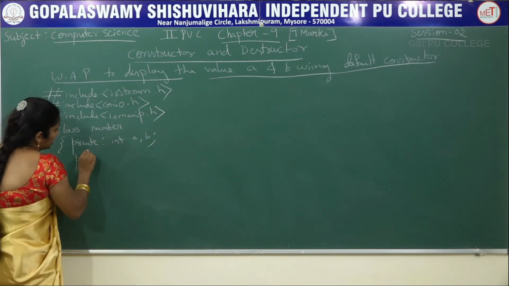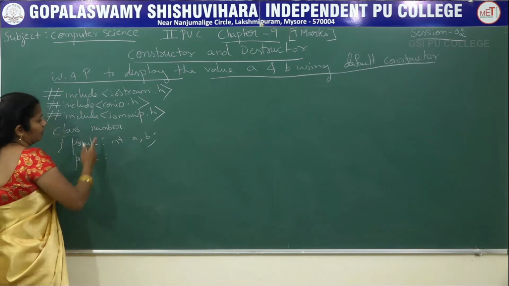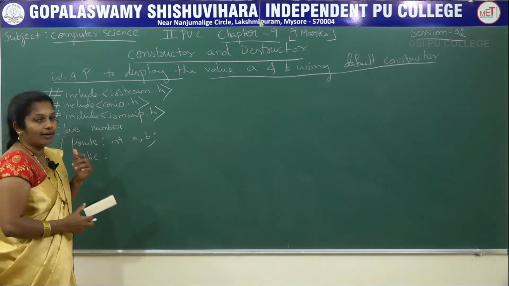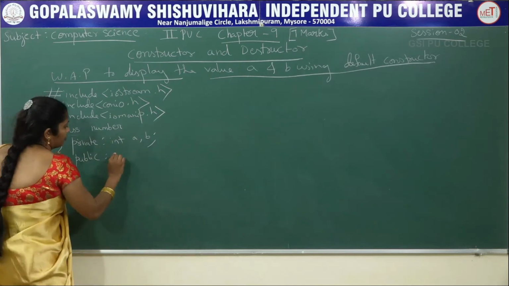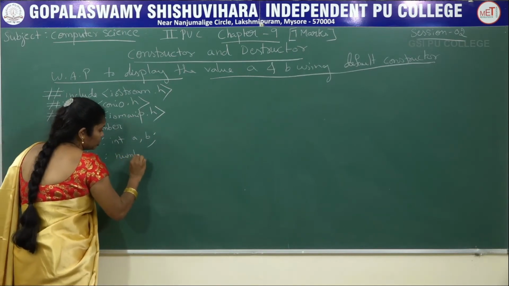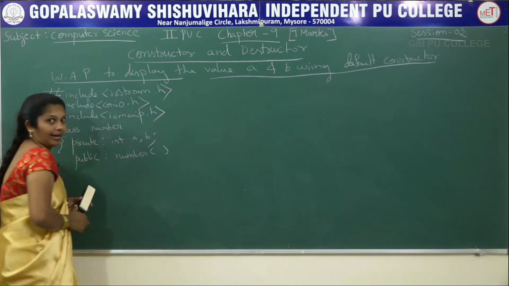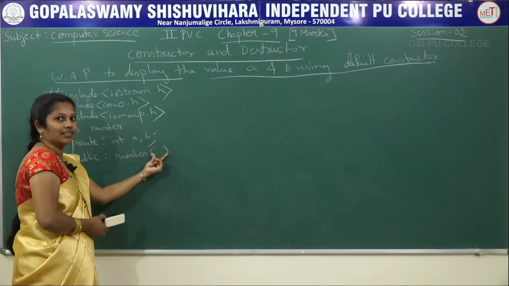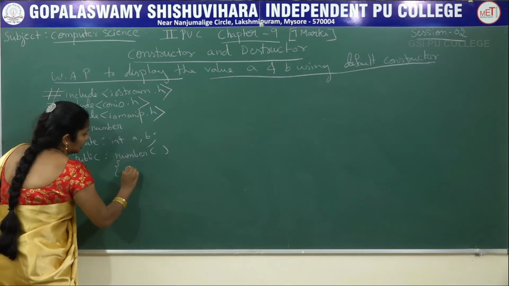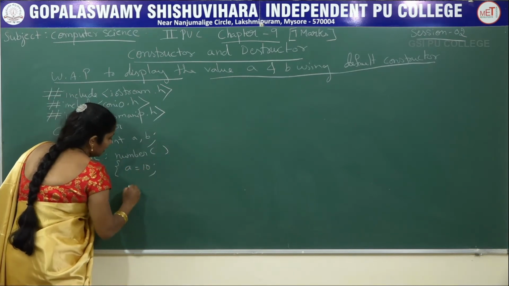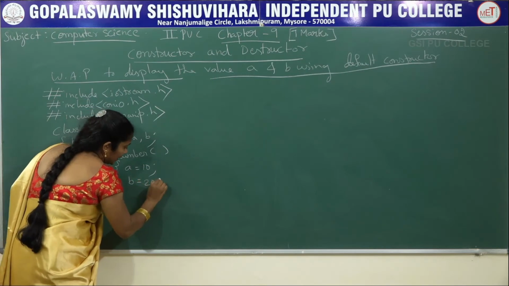Next, in the public section, we are declaring the function. If I want to declare a constructor function, the class name and function name should be the same. Here I am to write number only. This is a function name number. Empty bracket here I am declaring. Empty bracket, and immediately it is a default constructor. Here we are initializing, that is a equals 10. For example, b equals 20.